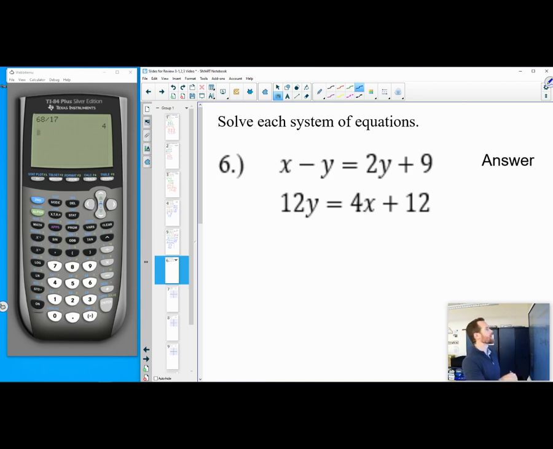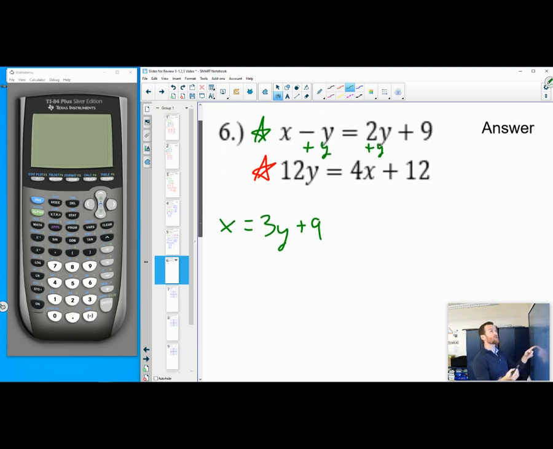You can use elimination, but looking at this, I think it'd be easiest to get x by itself because all we have to do is move that y in that first equation, which will make the green like we've been doing the whole time. Just move that -y, and then x will be by itself. So let's add y on both sides. So then the green equation becomes x equals 3y plus 9.